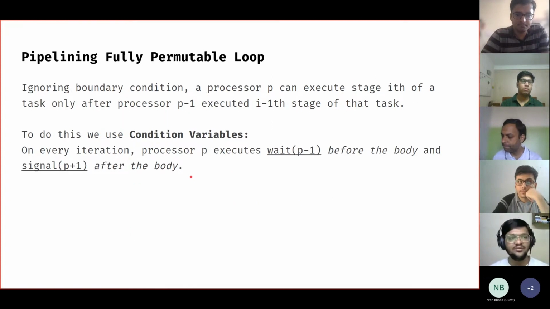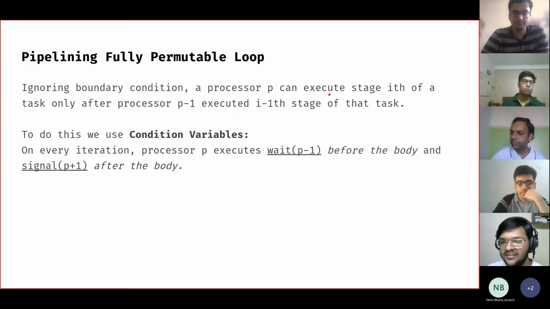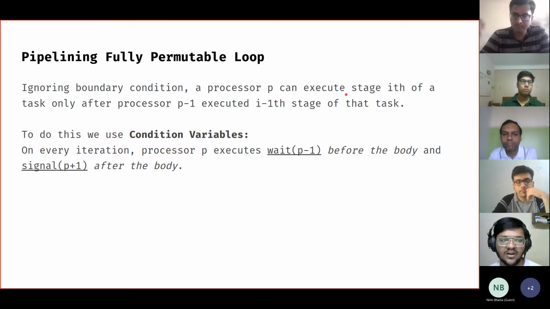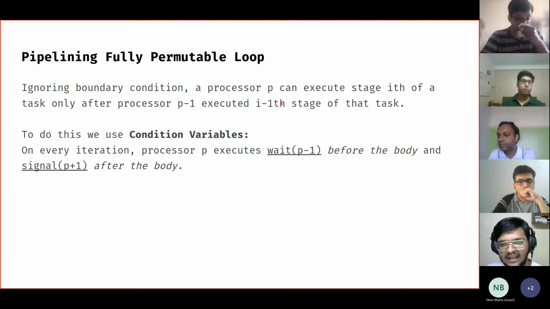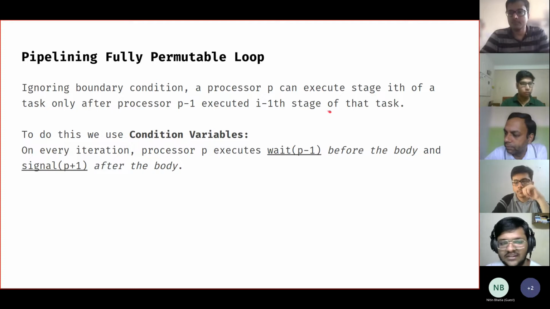So yeah, for now let's ignore the boundary conditions here. If we ignore the boundary condition for now, as you discussed just now, a particular processor P can execute stage i of a task only after processor P minus one has executed the i minus one stage of that particular task.